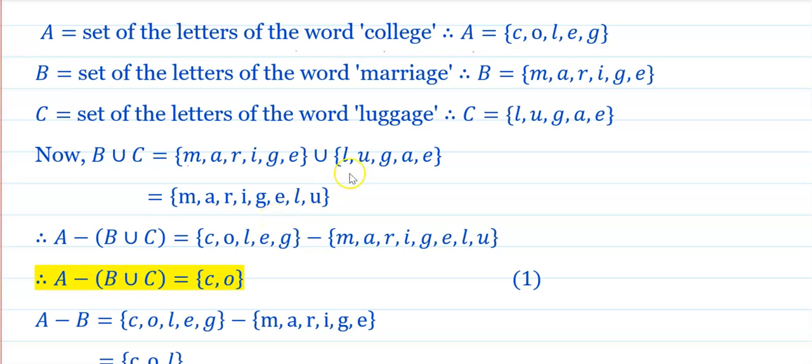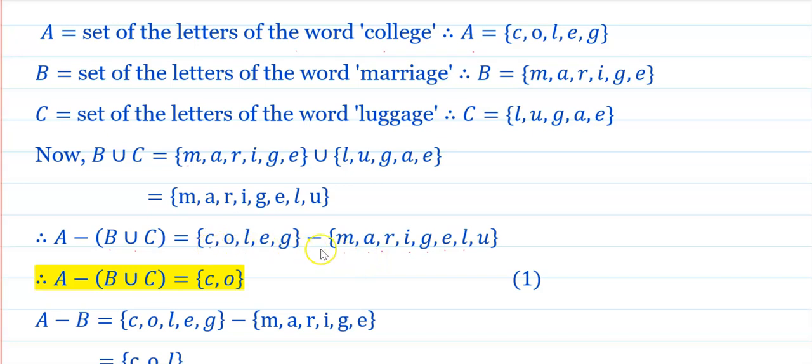Next, which elements are remaining? L is remaining there, and U. G, A, E are the common elements, therefore this is B union C. Next, A - (B union C). Now see this here, the set A is {C, O, L, E, G} minus {M, A, R, I, G, E, L, U}.